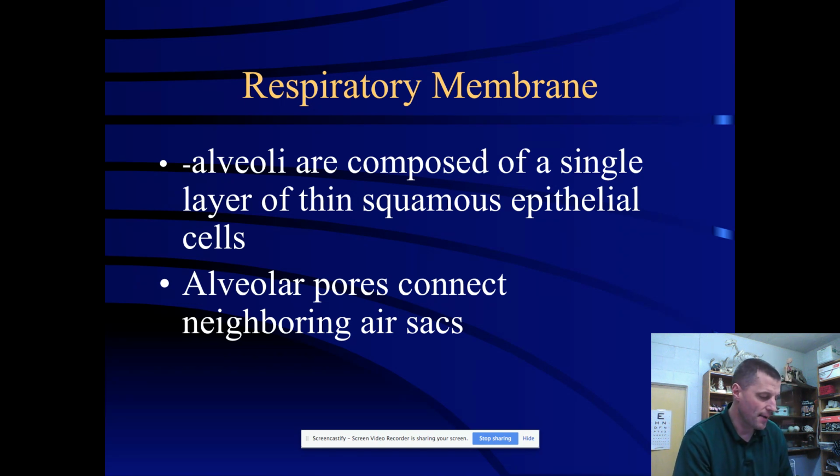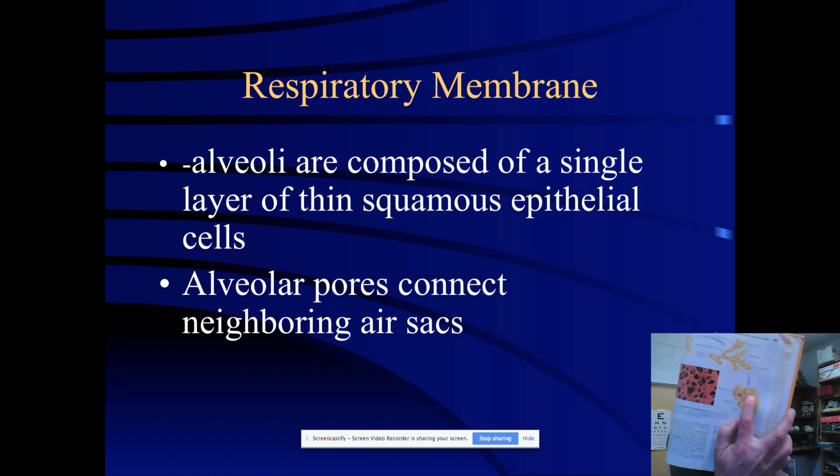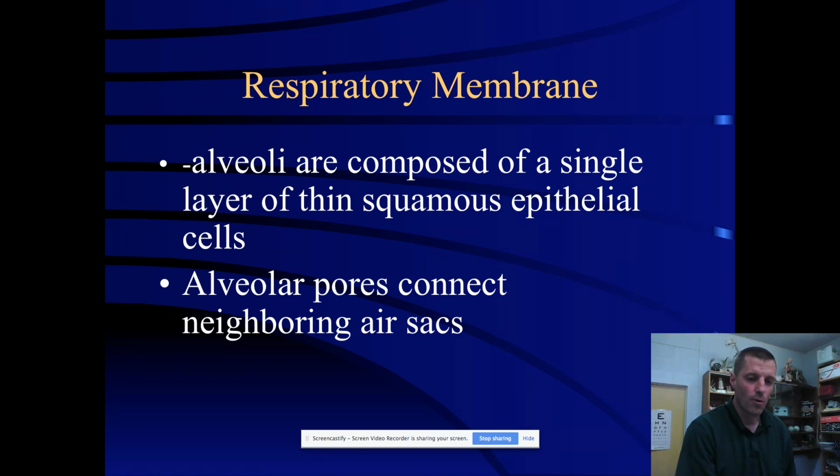What it's saying there is, in this diagram, if we look really closely, there are these little dots on there. And so if these are two separate alveoli, there actually can be an opening where those two things can share, or air or gases can move between those two sacs. So the pores connect neighboring air sacs.